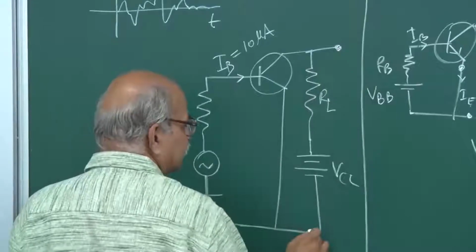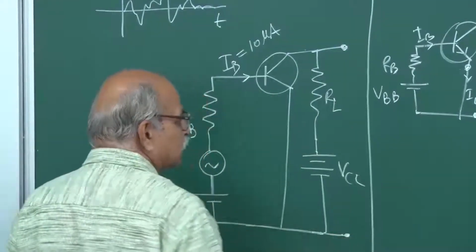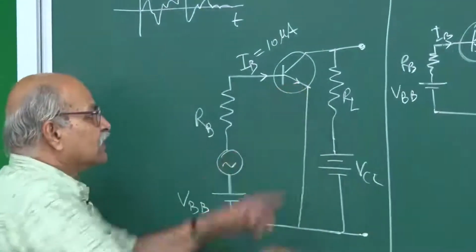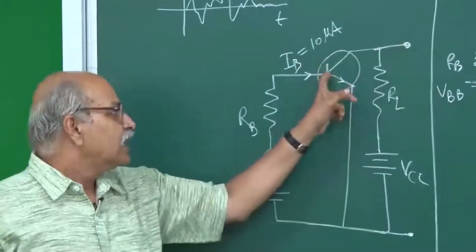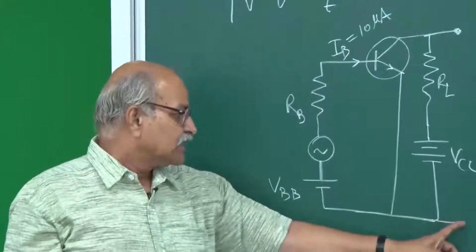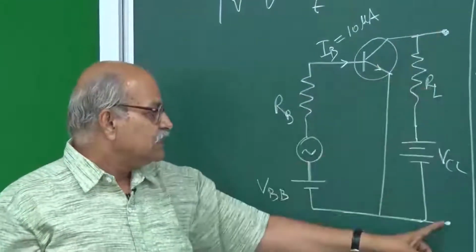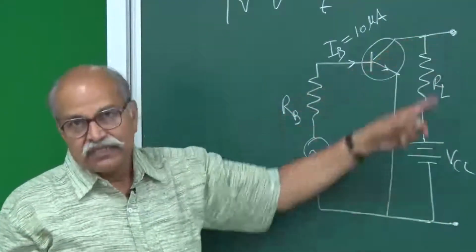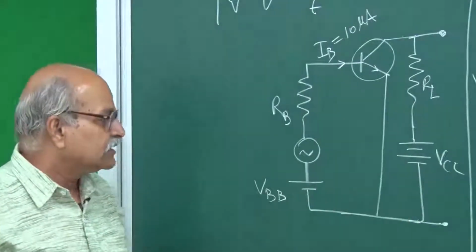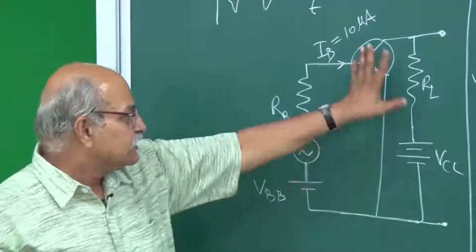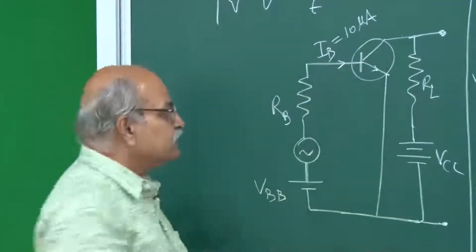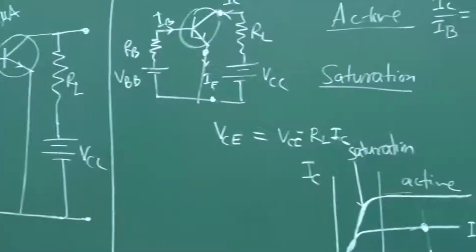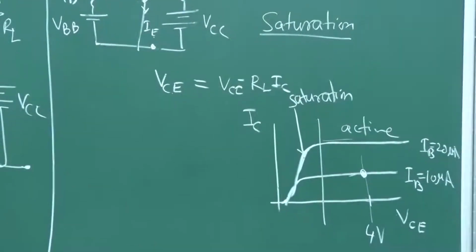From here to here, this is VCE, which is also your output voltage. This is collector, there is a collector voltage and there is emitter voltage. So this VCE is nothing but the voltage between this point and this point, which is also called output voltage. So this is the scenario, and suppose in this condition this VCE or VO is your 4 volts.